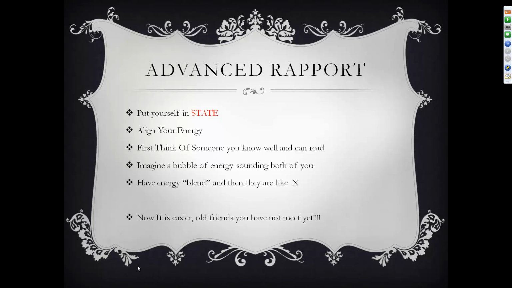Great. So since that happens, what you have to do for advanced rapport is as simple as you put yourself in state, right? And that basically aligns your energy. So you think about, the easiest way of putting yourself in that state is think about someone you know well and that you can read. You know when they're having a good day or bad day. Not a significant other, not a lover, if you will, but a really good friend. You can tell they're having a bad day, you really like them, and you can kind of read them, right? And now you imagine a bubble of energy surrounding both of you, right?